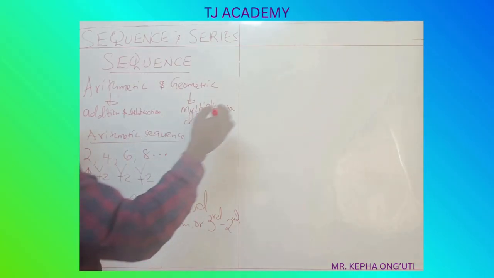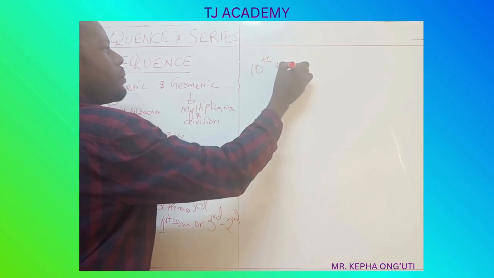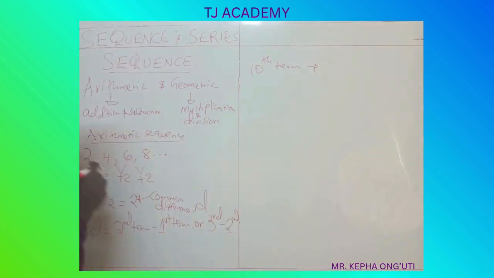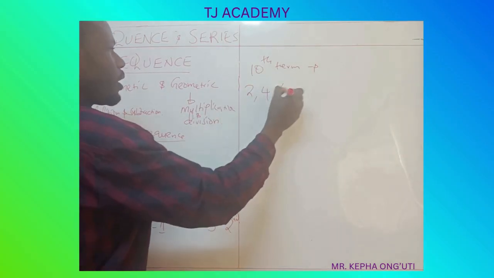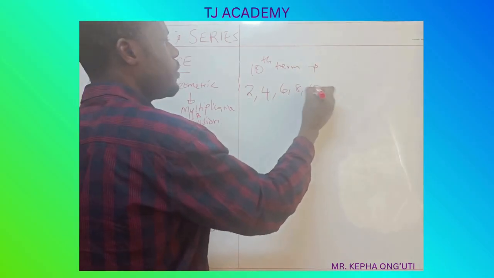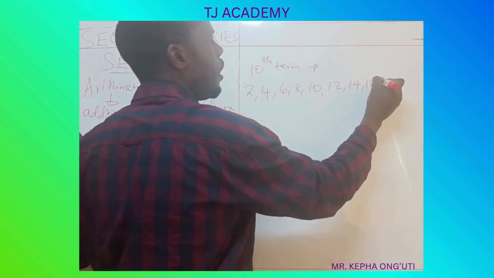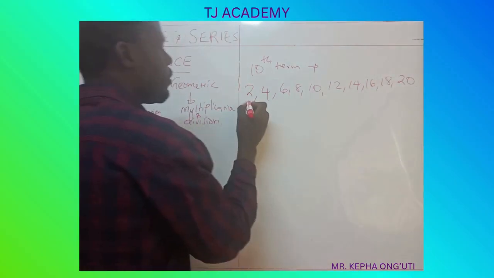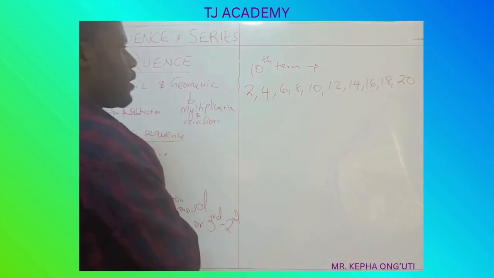Let me give just an example of a 10th term. You have to calculate it. If you want to calculate, you have to write all of them in that order: the first, second, third, fourth, fifth, sixth, seventh, 8th, 9th, and 10th.